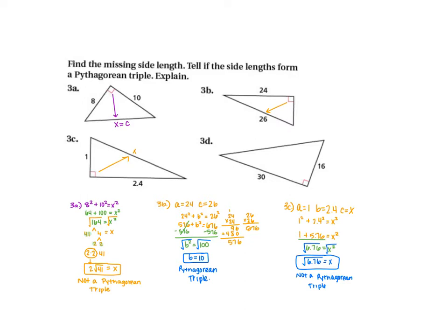C, 1 squared plus 2.4 squared equals x squared. 1 squared is 1, 2.4 squared is 5.76. And if you square root 6.76, that is not a whole number, so this would not be a triple.